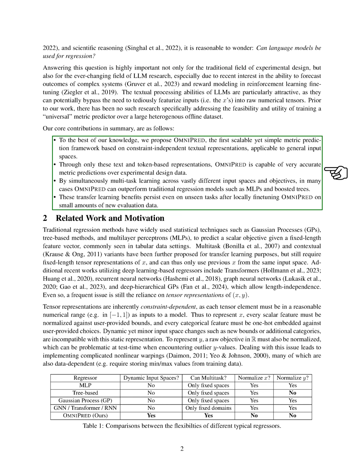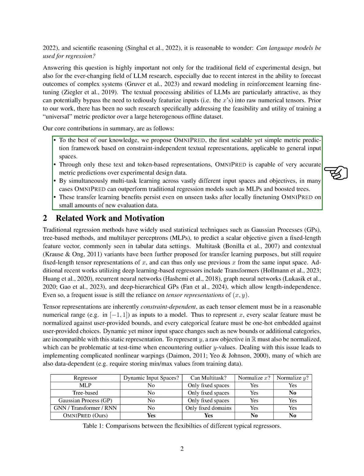Our main contributions are as follows. We introduce OmniPred, the first scalable yet straightforward metric prediction framework that relies on constraint-independent textual representations, making it applicable to a wide range of input spaces. Through text and token-based representations, OmniPred achieves highly accurate metric predictions across various experimental design data.